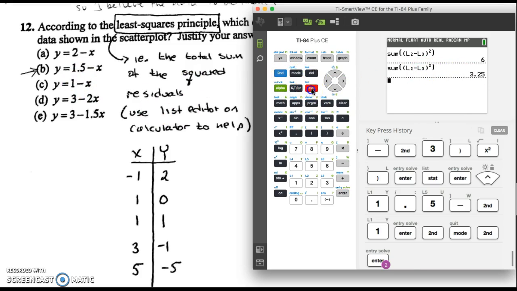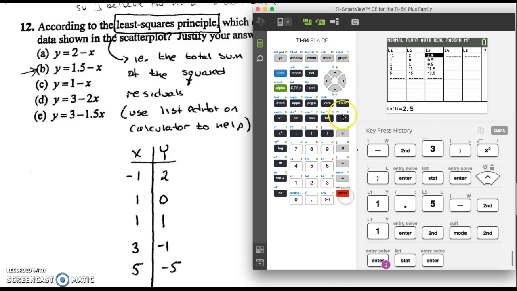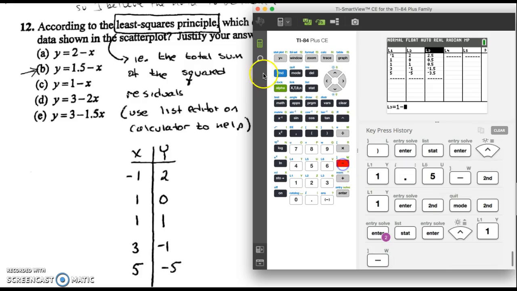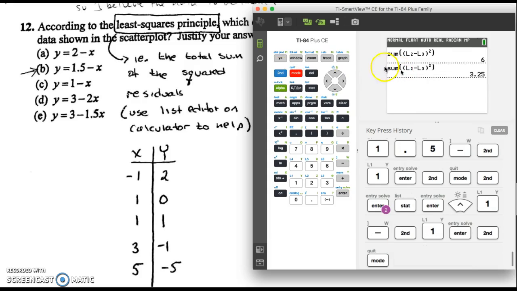Then we're going to go back to Stat, Edit, and look at choice C: 1 minus x, 1 minus the list 1 values. Go back to your main screen. We're going to run this command again. And this time we get 3, which is an even better choice than B. So right now our answer would be C.